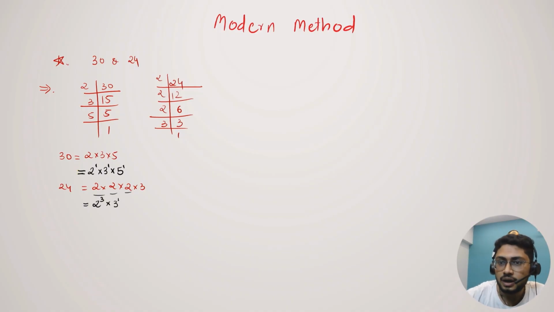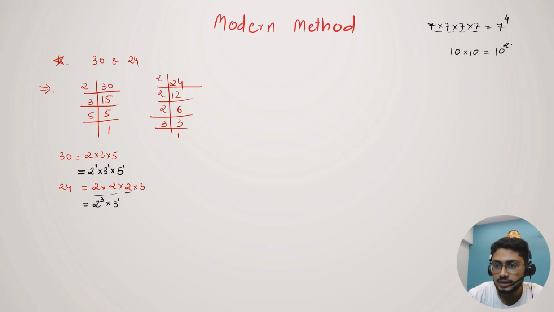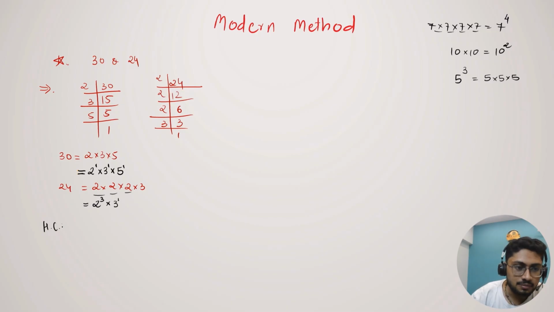If the number 7 into 7 into 7 into 7 is there, 7 is raised to the power how many times? 1, 2, 3, 4. So 7 raised to the 4. If 10 is multiplied by 10 two times, 10 raised to the 2. You need to understand this. Now, 5 cube means what? 5 into 5 into 5. You need to understand this very, very clearly. Again, 2 cube and 3 to the 1. You can write HCF and LCM by this only.